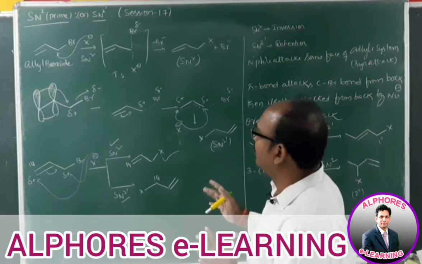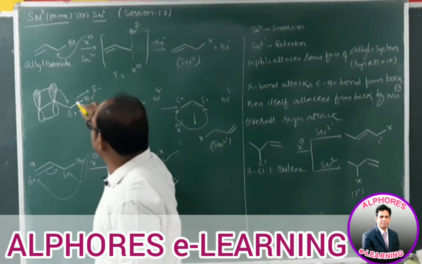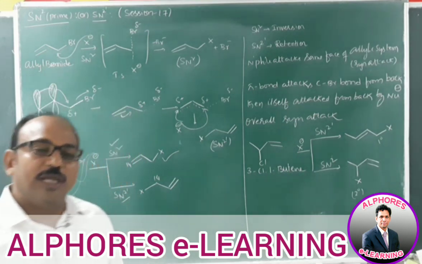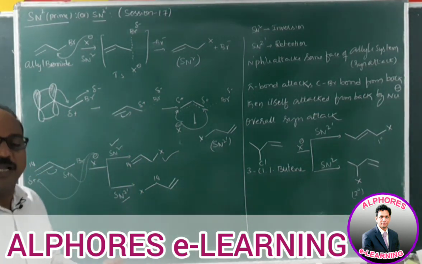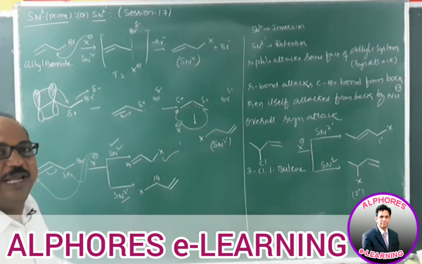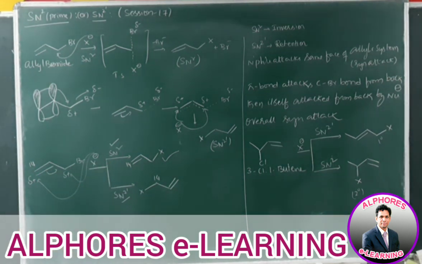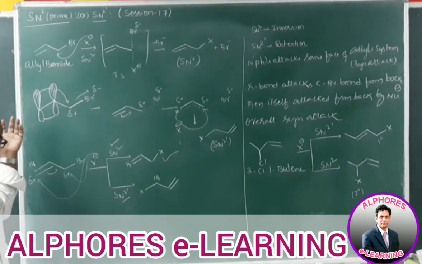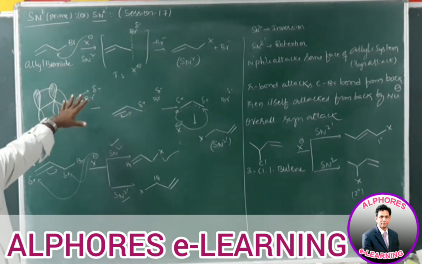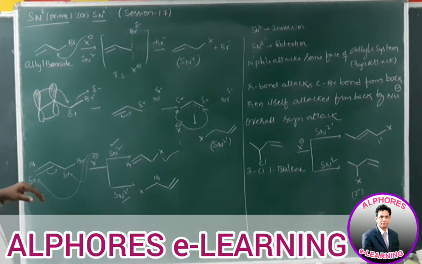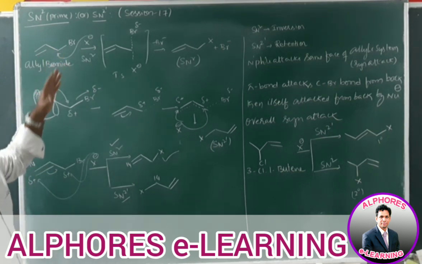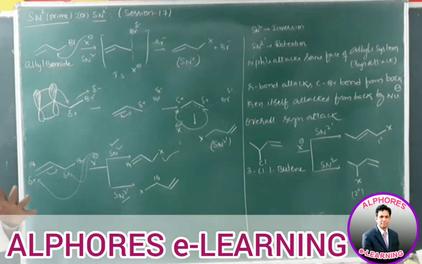If you observe, initially Br is going to leave. In which phase is Br leaving? In the same phase, the attacking or approaching nucleophile approaches. I am repeating once again: in which phase will Br leave away? In the same phase, the attacking nucleophile approaches. Because of this situation, SN2 prime always gives a retention of the product.